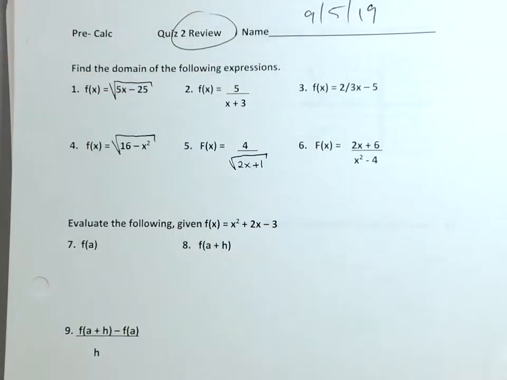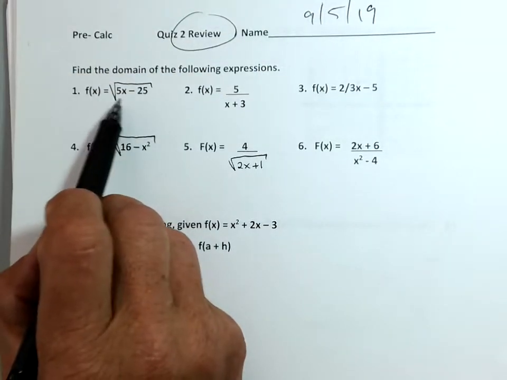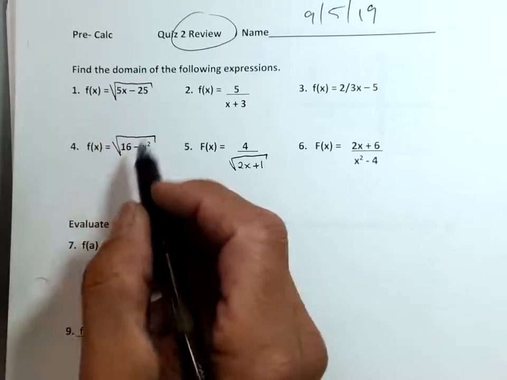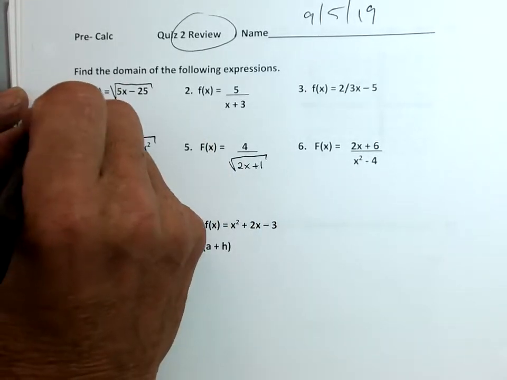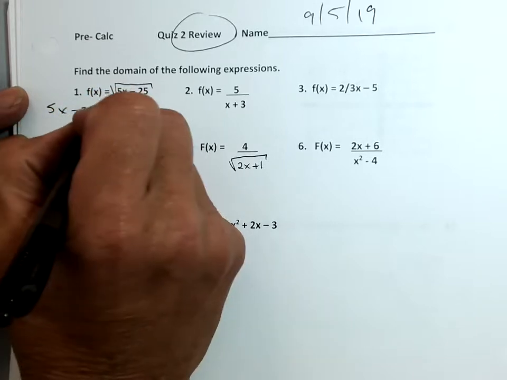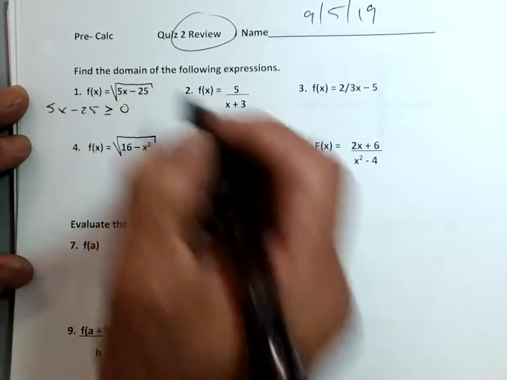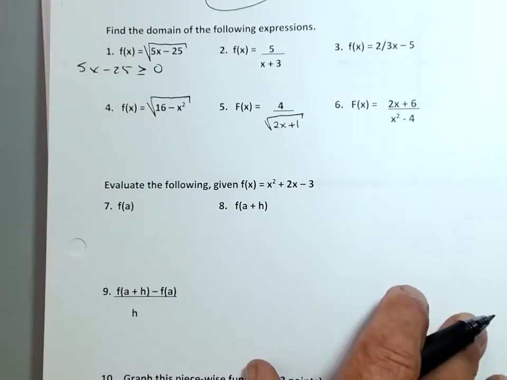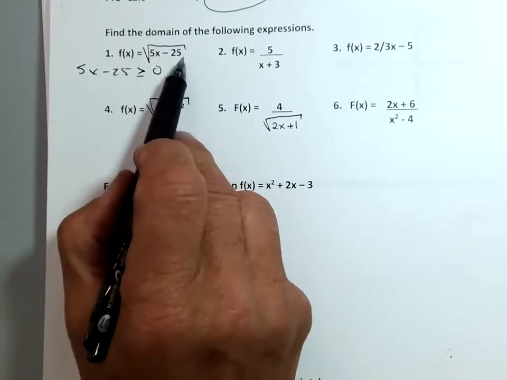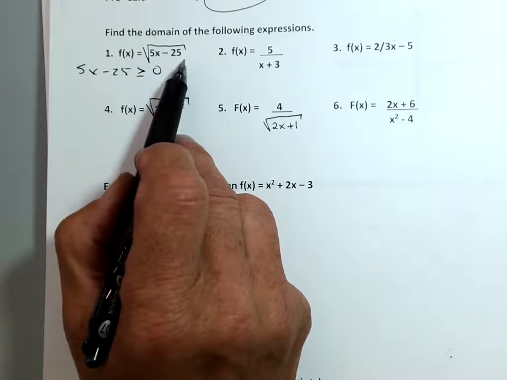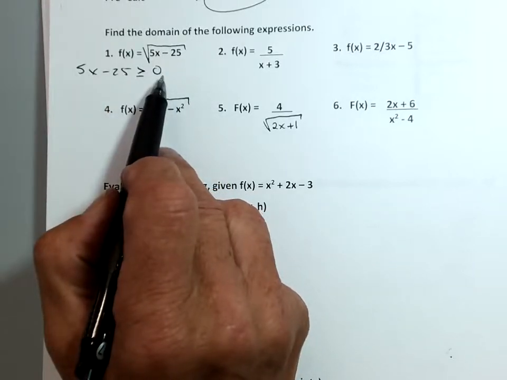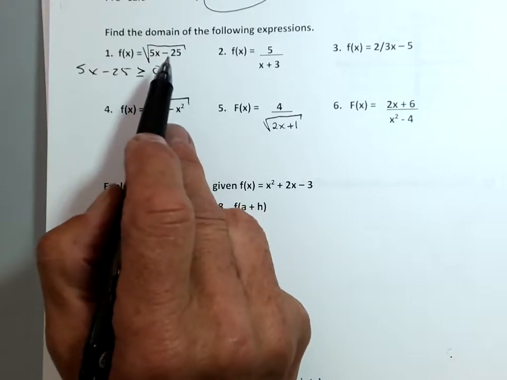So number one, find the domain. First of all, we can't have square roots of negative numbers. So I'm going to simply take my 5x minus 25 and make sure it's greater than or equal to 0. That's, to me, the easiest way to start on this problem. We know what's inside can't be negative. So I start with 5x minus 25 is greater than or equal to 0, then solve for x, and the domain is going to just happen.